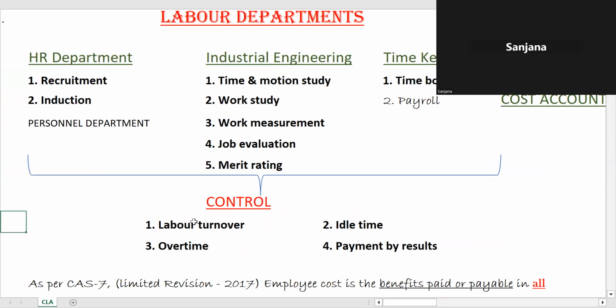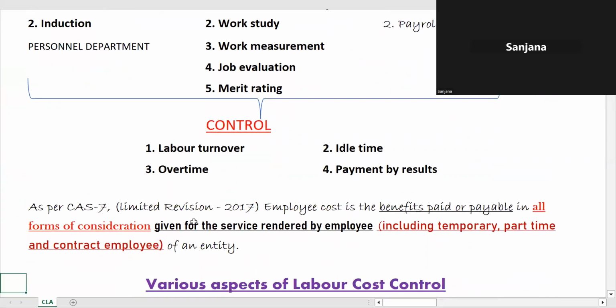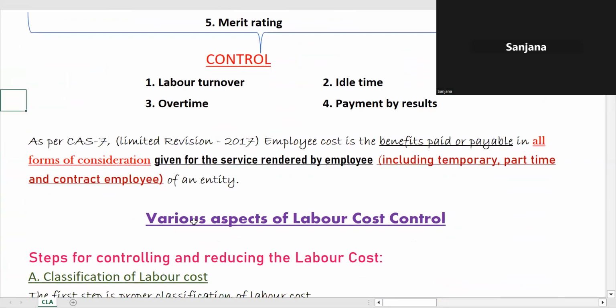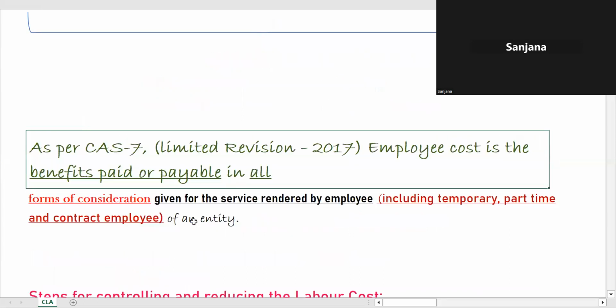Okay, this is what we have done so far, and then we were into, okay, now the first thing is the definition of employee cost as per CAS 7. Okay, so the definition of employee cost as per CAS 7.